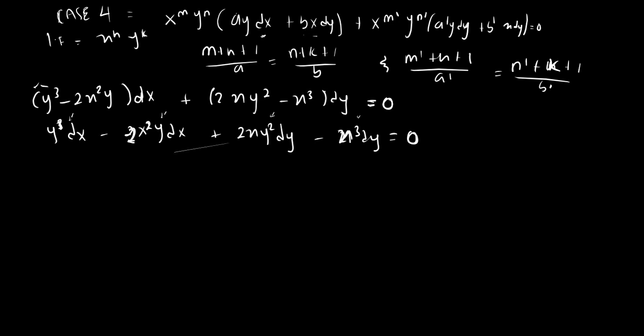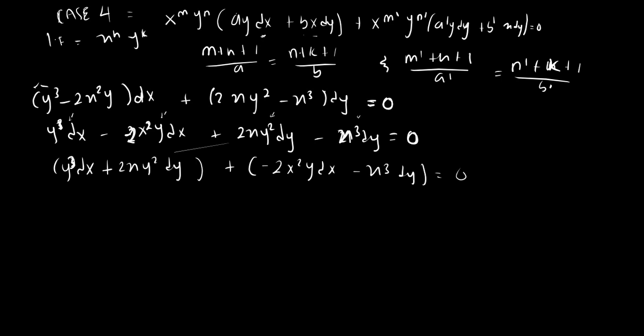So now we're going to group them. So I'm going to have y cube dx, then we're going to have plus 2xy squared dy, then we're going to have plus negative 2x squared y dx, negative x cube dy is equal to 0, right? So we have this. Now we have already expressed it in the form above, where we have ay dx plus bx dy, right? But we are not done, because we still have to get x raised to the power of m and y to the power of n. So now, from this first one, we're going to factorize y square out.